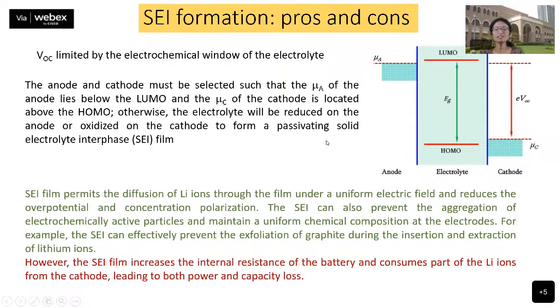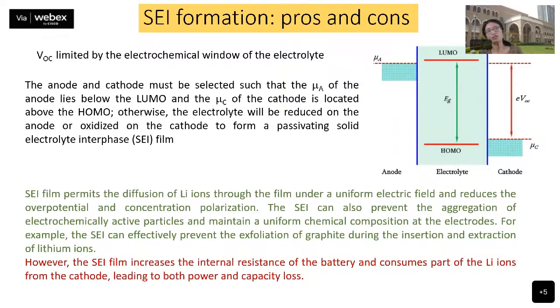The SEI film increases the internal resistance of the battery. And what happens when the SEI forms is that a part of the lithium, whatever is there from your LiCoO2, is going and depositing as SEI. And that lithium cannot again move back to your LiCoO2. So what happens in this process is actually you are losing your lithium. So if you lose the lithium, then what happens? You lose power as well as you lose the capacity.